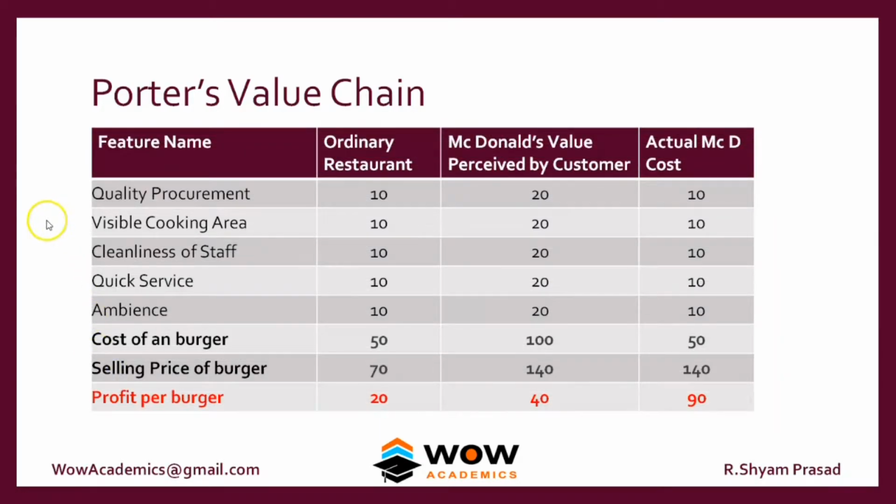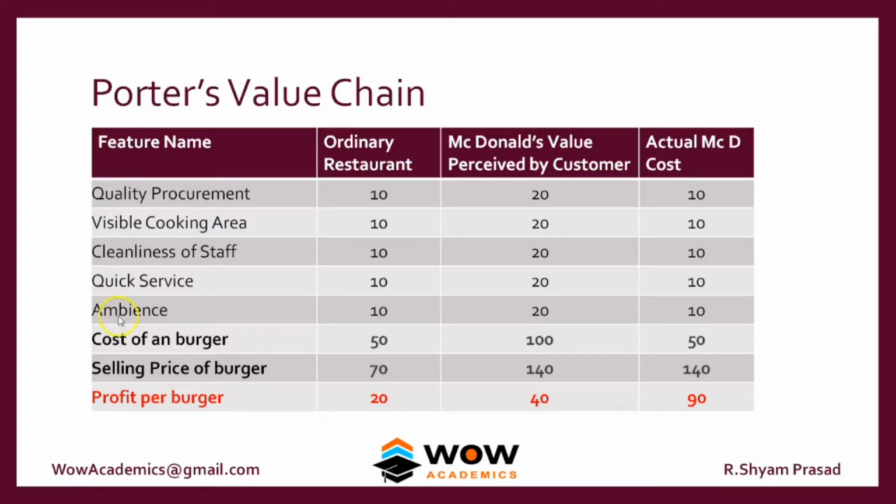So we'll have an example like this. We'll have two restaurants, two food outlets, as an example: an ordinary restaurant and McDonald's, looking at the value perceived by the customer and the actual McD's cost. So the normal cost of running a restaurant similar to a McDonald's is like this.